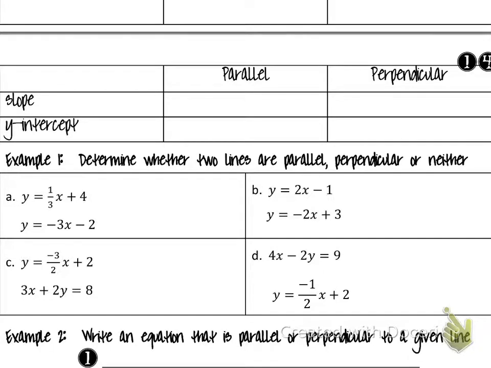Turn to the page in your flip book, Parallel and Perpendicular Lines, page 14. Parallel lines are lines that never intersect. So these would be parallel. They will never intersect. Perpendicular lines are two lines that not only intersect, but when they intersect, they make a 90-degree angle.